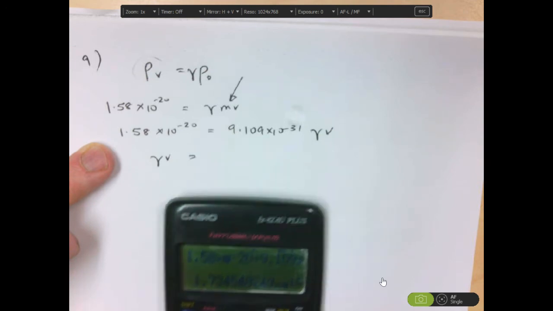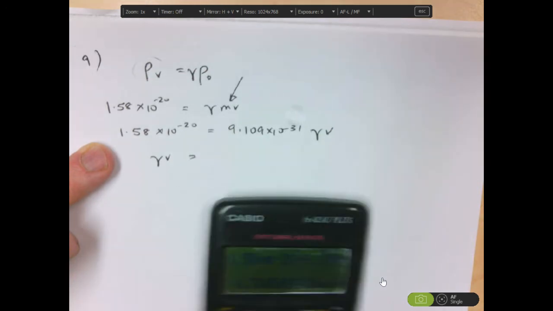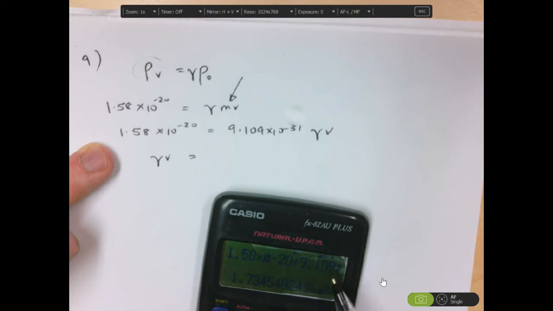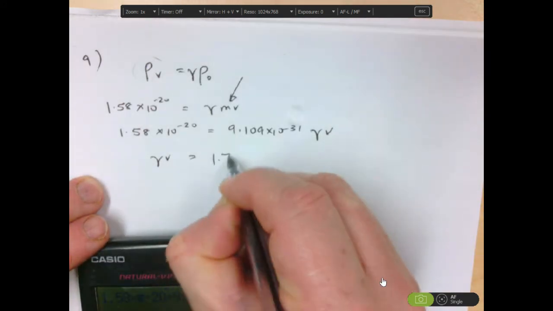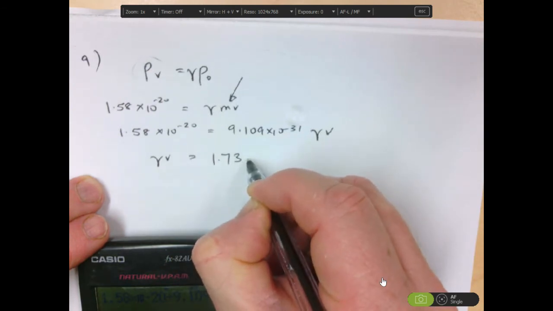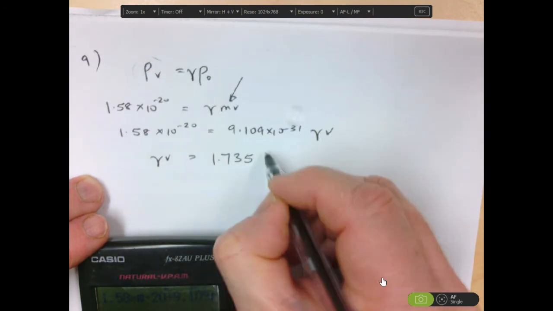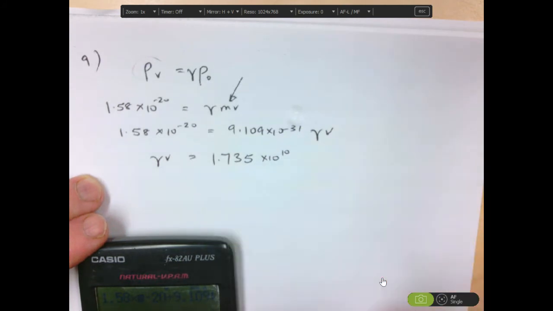Okay, that didn't look very good. Just check I've done the right minus 20. Oh, yes, it's okay. It's 10 to the 10 there. Okay, so that's 1.7345. I'm just going to round that by 10 to the power of 10.